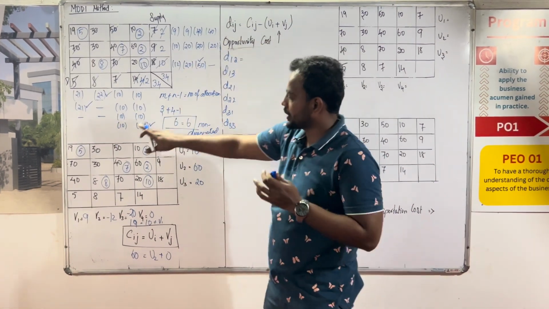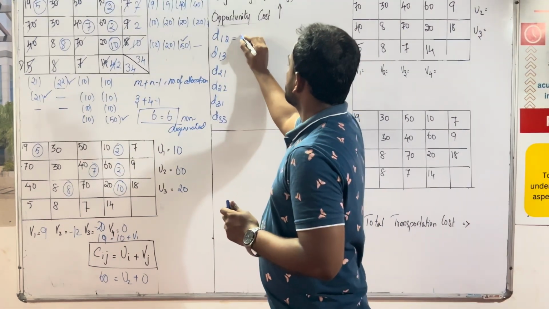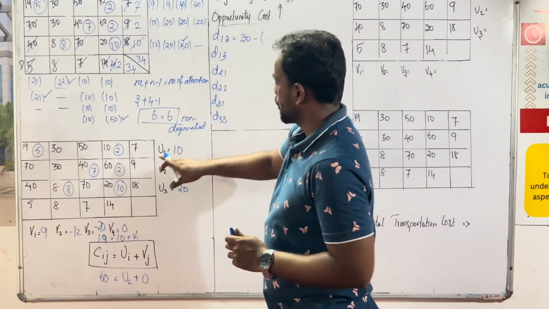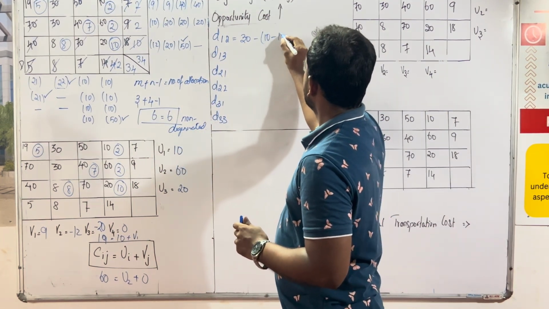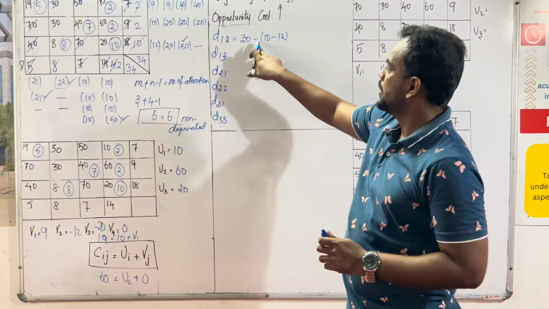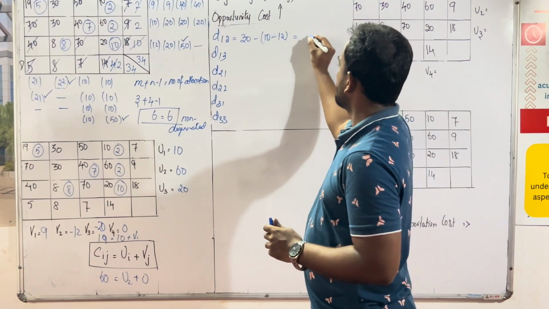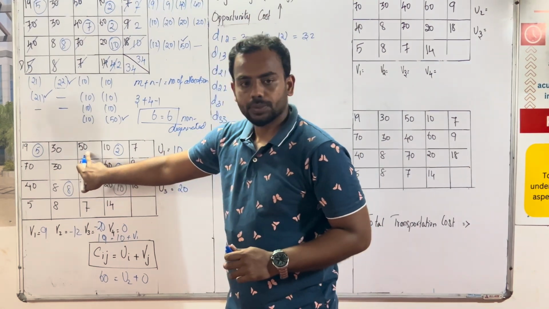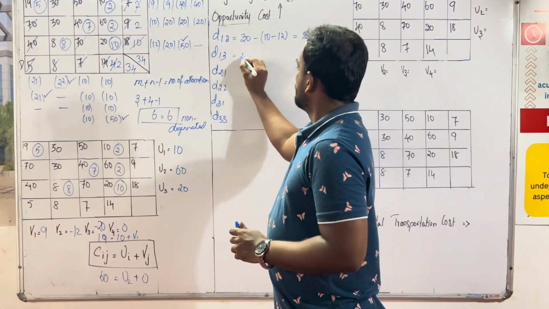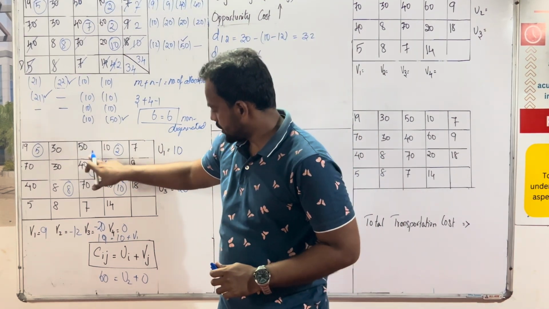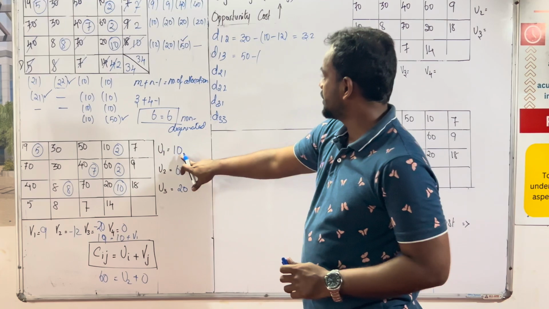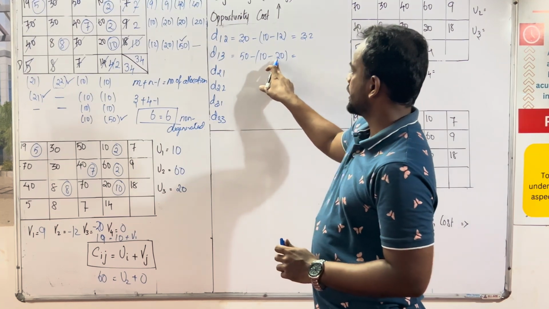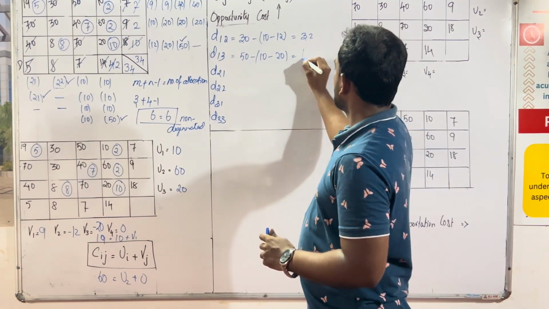So Cij is nothing but the cost. So the cost for the first one is 30 and the corresponding V value is minus 12 and U value is 10. So 10 minus 12, this will become minus 2. Minus 2 into minus, it is going to be plus. So finally this value is going to be 32. So next one we need to find out for D13. So for D13, the cost is 50. So 50 minus, the V value is minus 20 and U value is 10. So 10 minus 20, this is going to be minus 10, minus 10 into minus, it is going to be plus. So it is going to be 60.